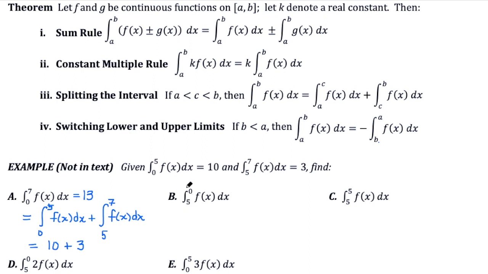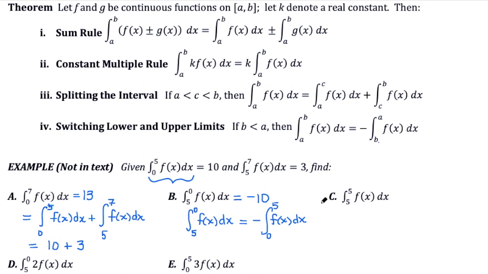Now B, notice the limits have been switched from how one of our integrals was given up above. What's the effect on the area when we switch the limits? Well, if reading from left to right, 0 to 5, the area is 10, when you read right to left, the area is negative. Or if you want to write it out in symbols, this integral can be rewritten as negative, switch the limits on your integral.